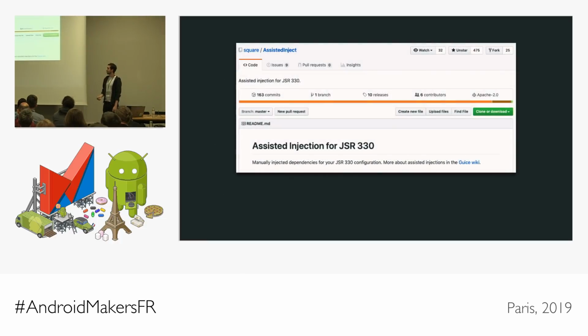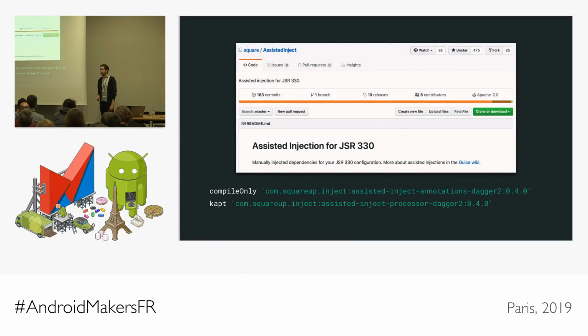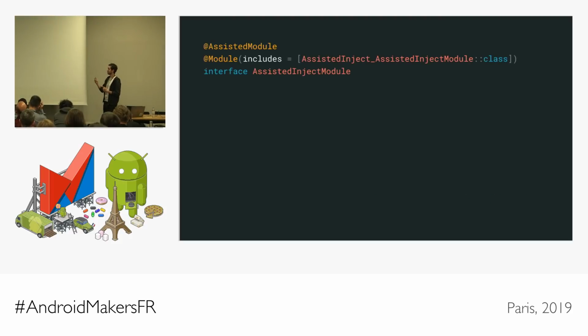It's a library, so you have to add dependencies. And unfortunately, that's not the last step we have to go through. There's still one more thing we have to do, which is this. We need a module annotated with assisted module, and then this is going to generate another module that we have to reference in the module where we added the annotation.